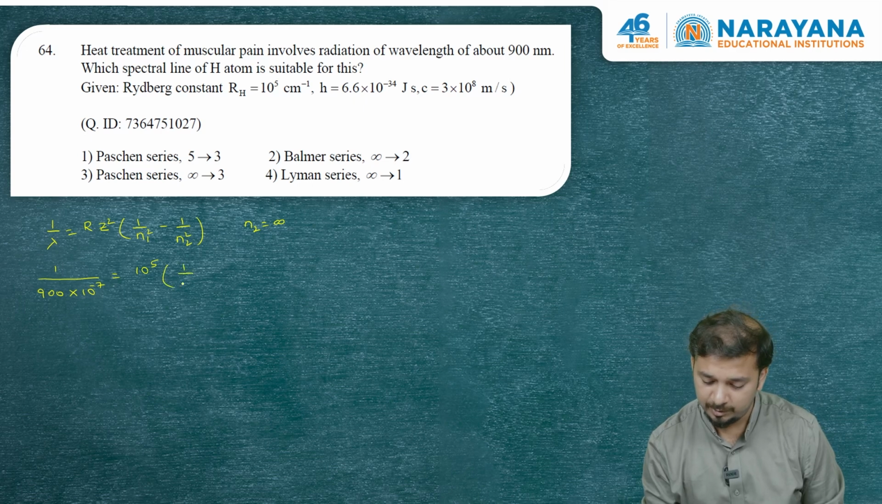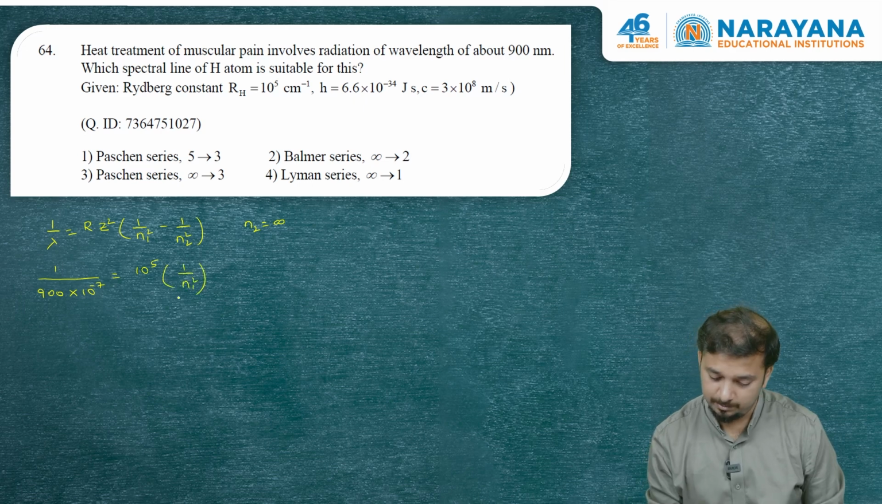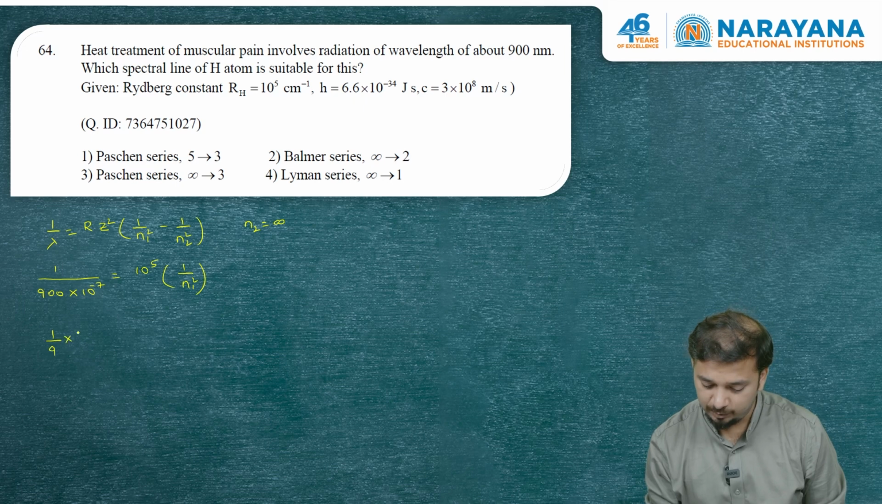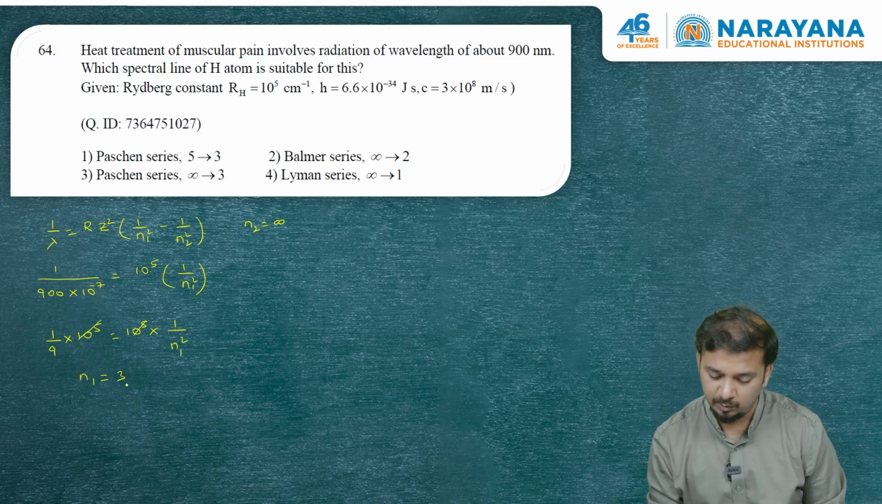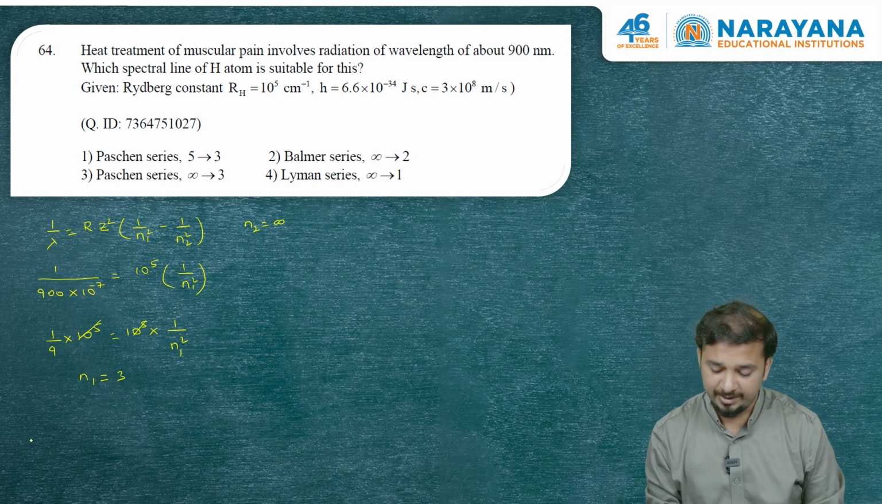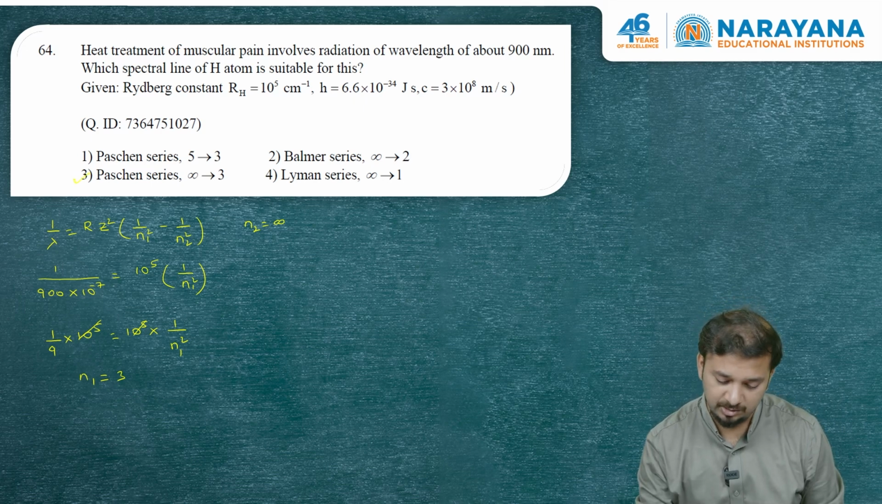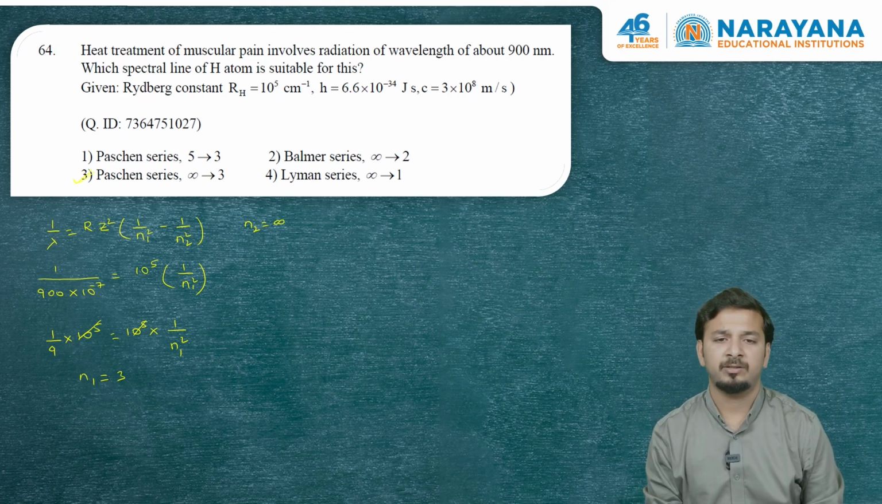It is 1 upon N1 square. So if we simplify this, we'll get 1 upon 9 into 10 raised to the power 5 is equal to 10 raised to the power 5 into 1 upon N1 square. 10 power 5 is cancelled out. It means we'll get N1 is equal to 3. It means line is going from infinite orbit to orbit number 3. So correct answer for this question is option number 3, that it will belong to Paschen series and the transition is from infinity to 3.